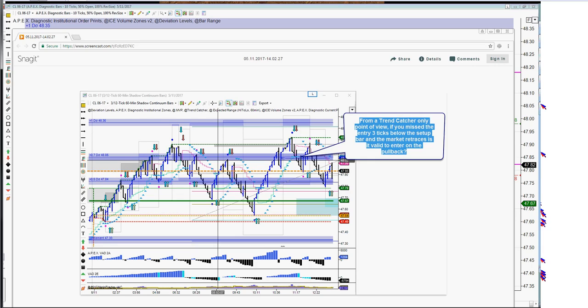Let's see here. I like to enter on pullbacks, but only within the next bar. Yeah, I like to make sure they break out.